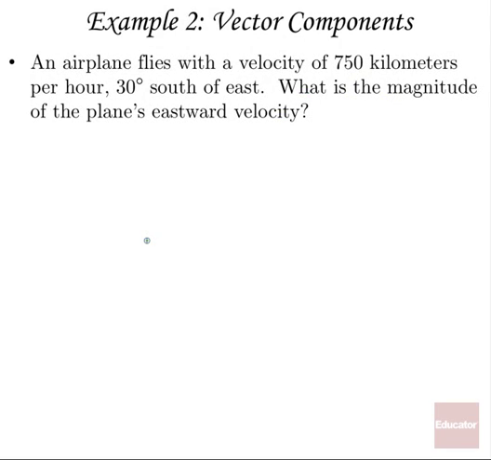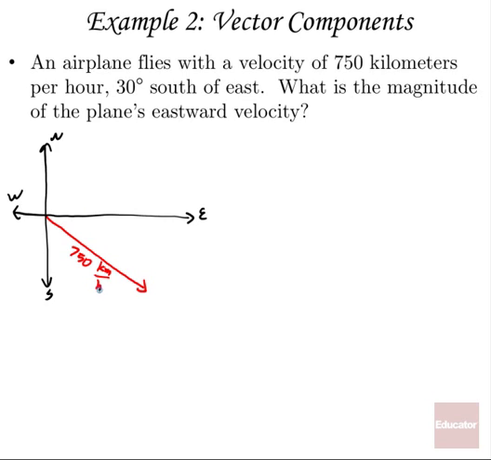All right, another one. An airplane flies with a velocity of 750 kilometers per hour, 30 degrees south of east. What is the magnitude of the plane's eastward velocity? Well, let's draw a picture again. North, south, east, and west. And the airplane flies with a velocity of 750 kilometers per hour, 30 degrees south of east. That means start at east and go 30 degrees south. So I'm going to draw its velocity as roughly that. 750 kilometers per hour at an angle of 30 degrees south of east.